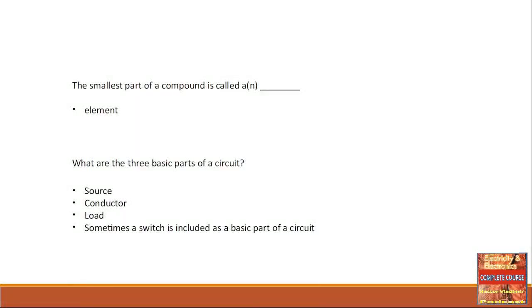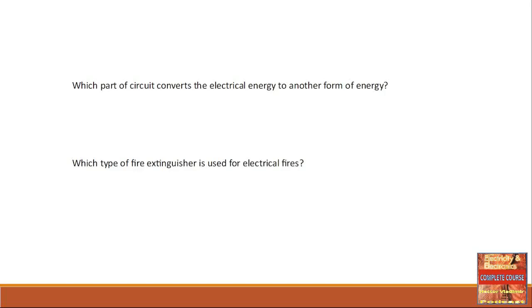What are the three basic parts of a circuit? That would be a source, a conductor, and a load. There is also sometimes a fourth part called a switch. Which part of the circuit converts the electrical energy to another form of energy? That would be the load.